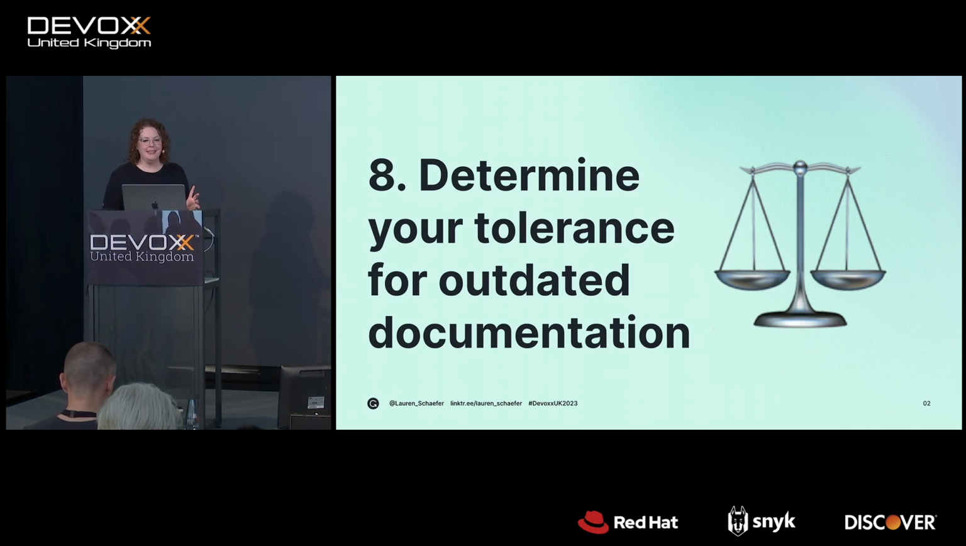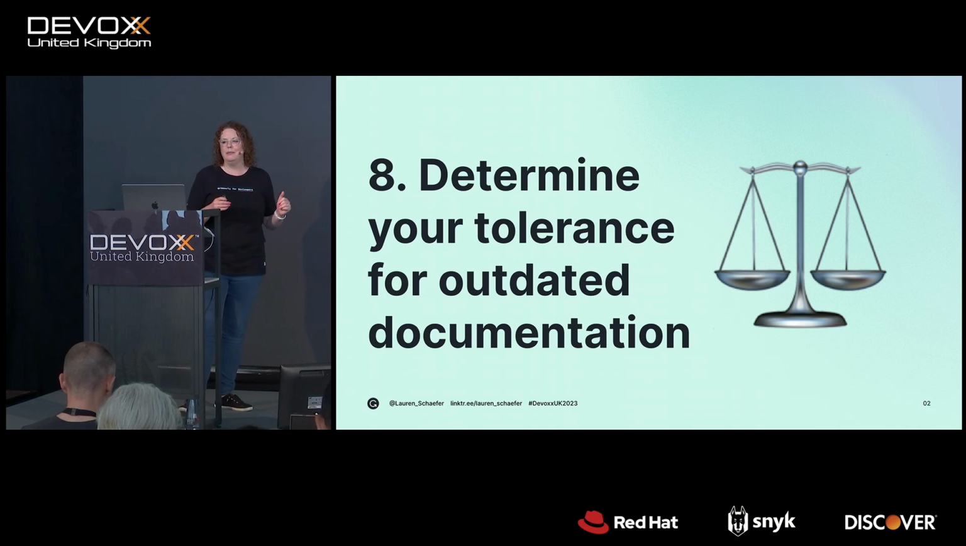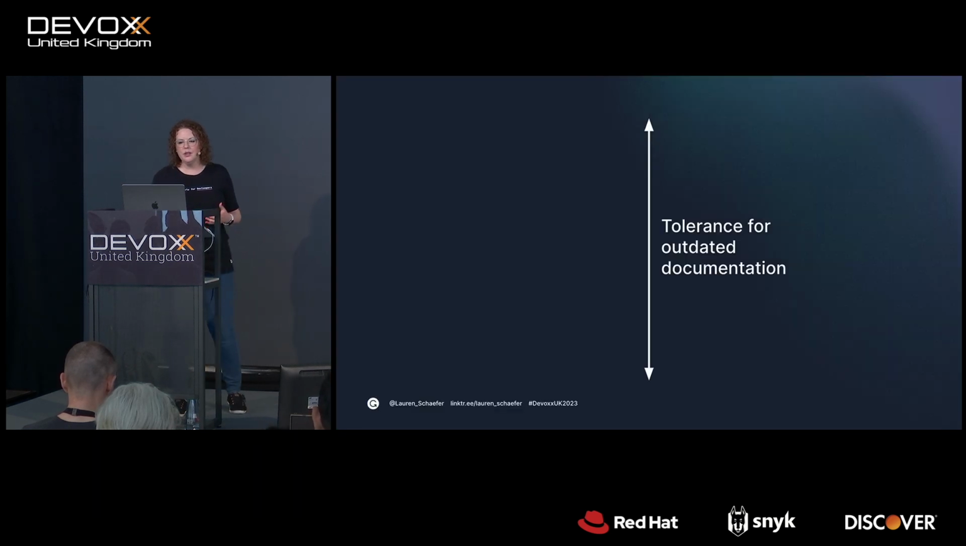Best practice number 8, determine your tolerance for outdated documentation. Change is inevitable. Whatever you're documenting is likely to change, and your documentation is probably going to become outdated or inaccurate at some point. Highly motivated readers might push through broken documentation and figure it out themselves, but unmotivated readers might simply give up when something doesn't work. So consider your readers' expectations and the time you have to devote to building and maintaining the documentation.